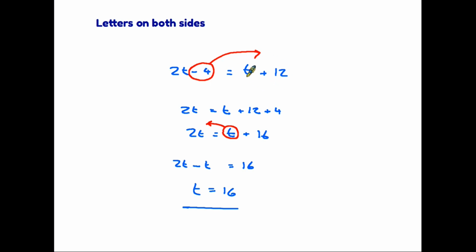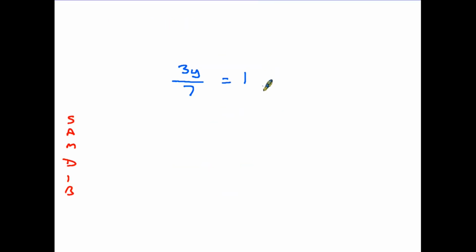So I could have moved the 4 across to the right and the t across to the left in one step. But be careful, doing things a small step at a time is often the best way forward. Let's just have a look at this one and just clarify a couple of things. This looks a little bit different. It's 3y over 7 equals 1.